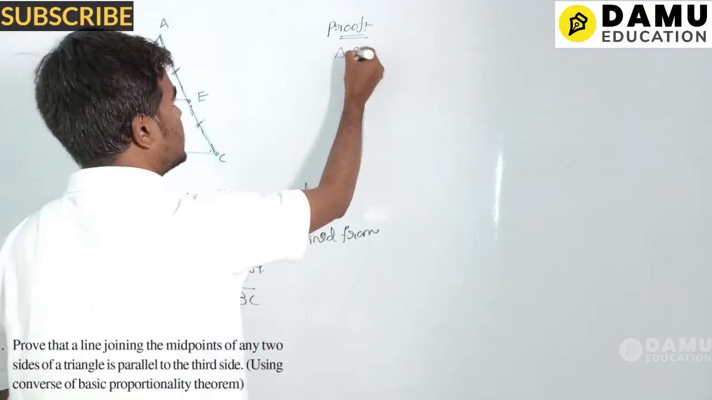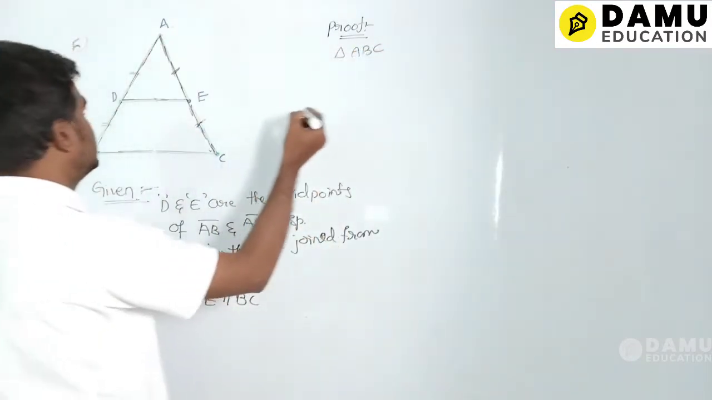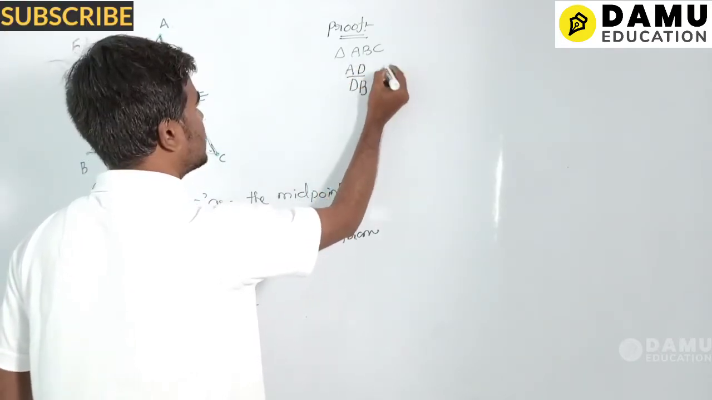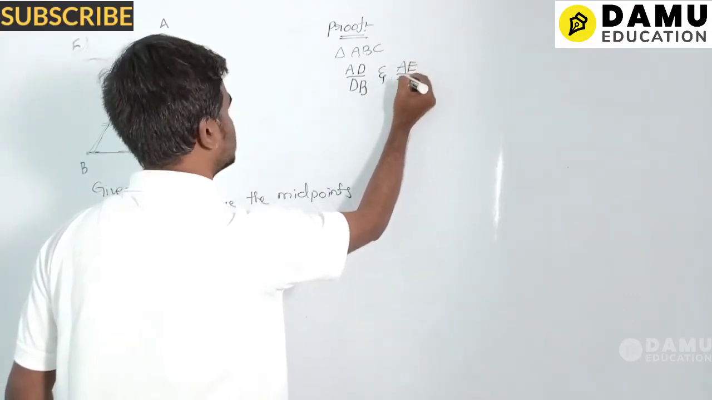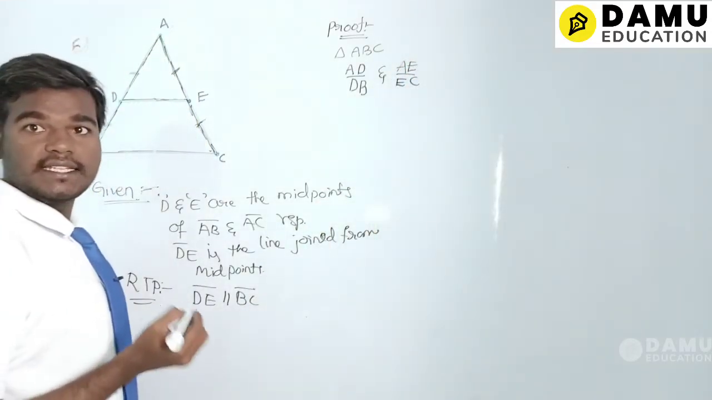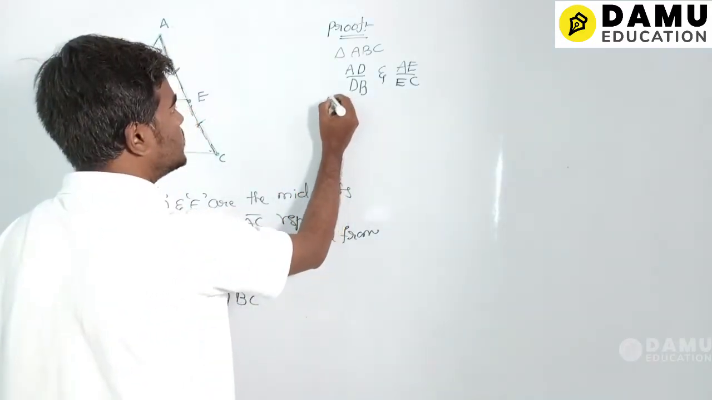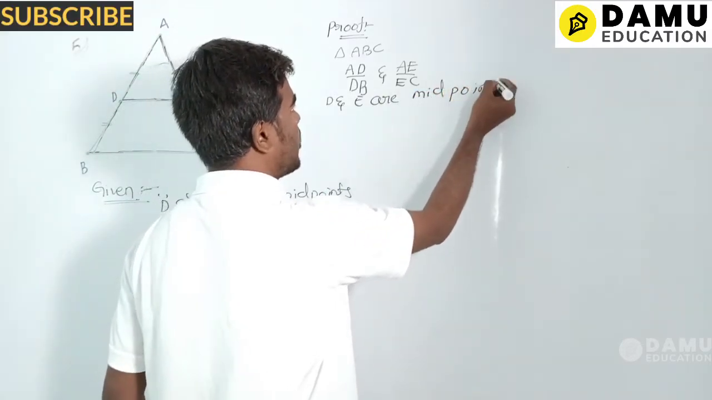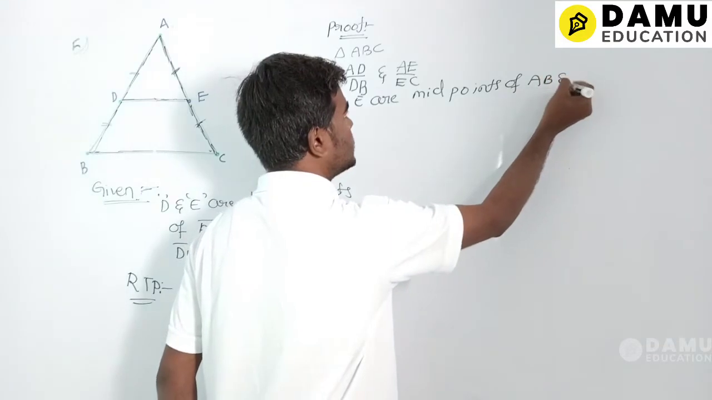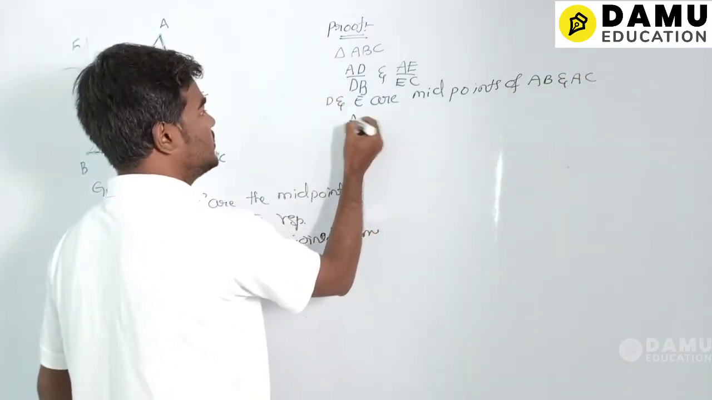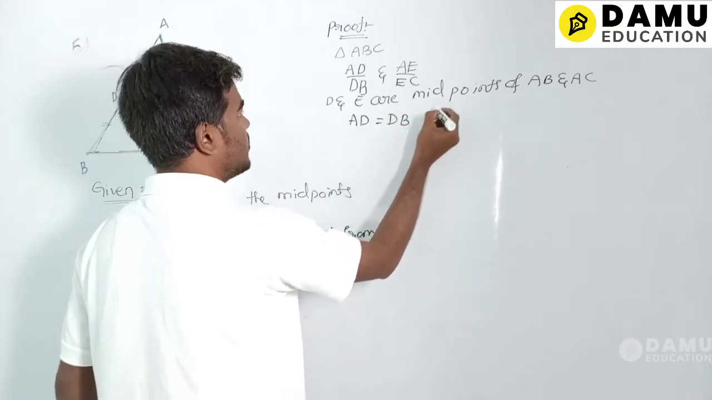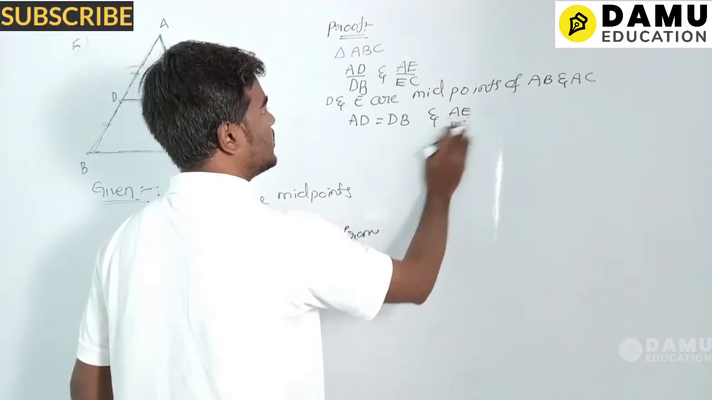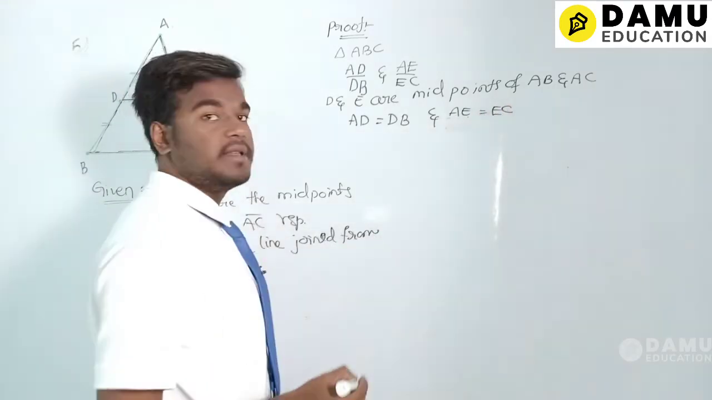So let's take triangle ABC. In triangle ABC, let's take AD by DB and AE by EC. But here D and E are midpoints, right? So D and E are midpoints of AB and AC, that means AD will be equal to DB, and AE will be equal to EC.